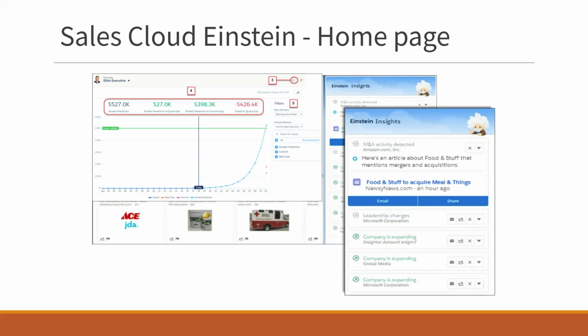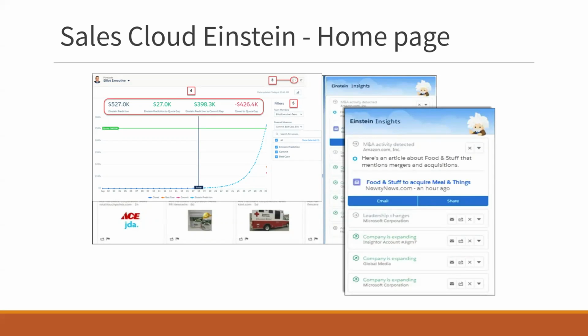Here's my Einstein prediction. You see there it's showing 527,000, that's what Einstein's thinking you're going to win on your opportunities. So if your sales rep's telling you, hey, we're going to win $1 million, Einstein's kind of looking at those and saying, not so fast, I'm not so sure. And then there on the right, you've got all these insights.